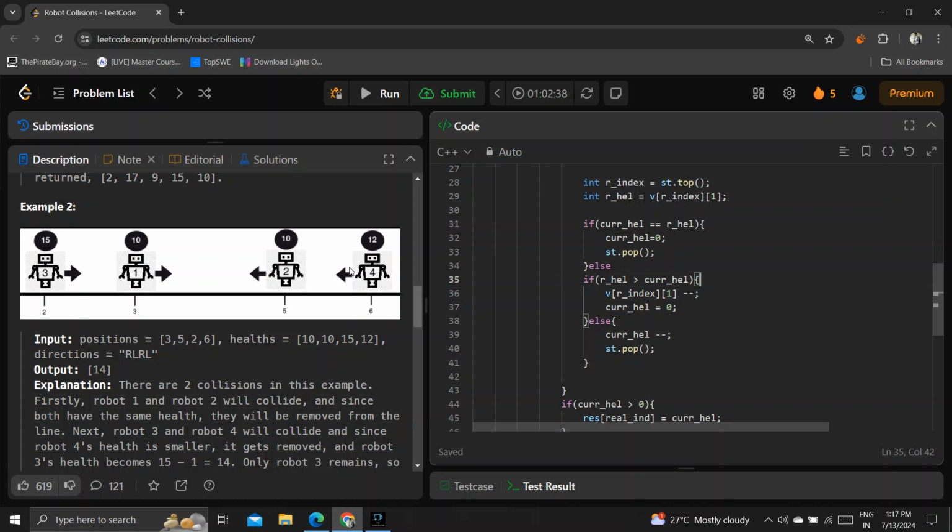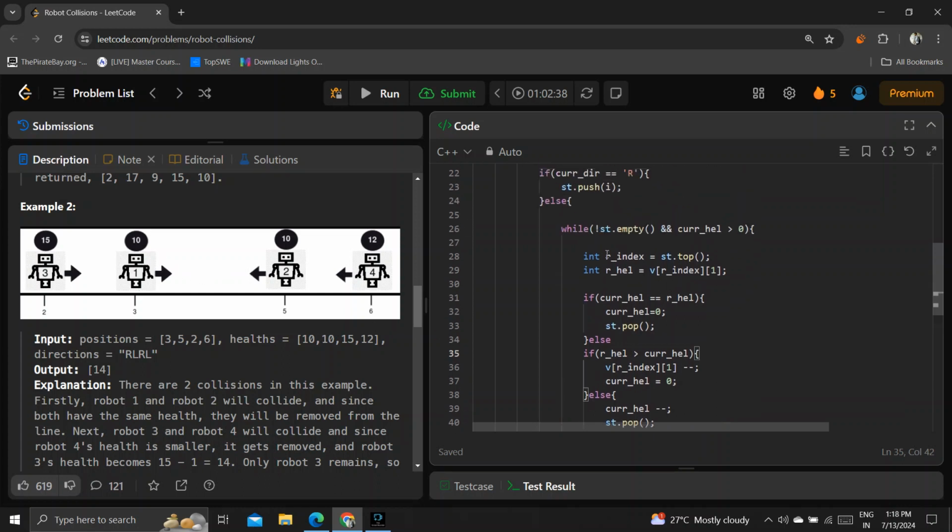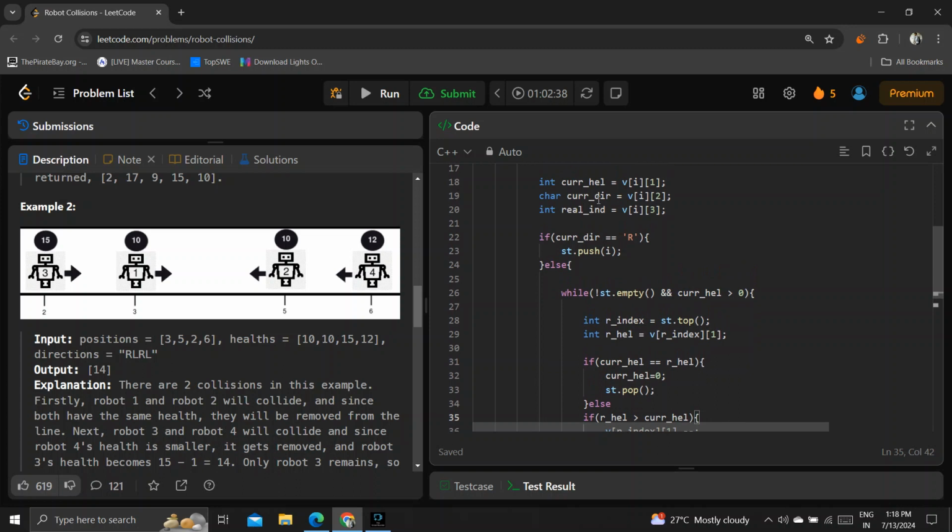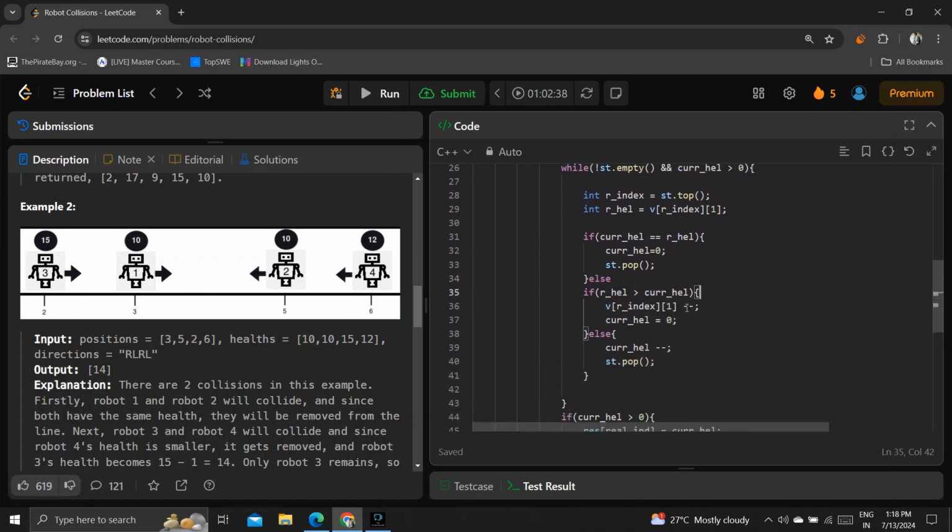Simply, we will mark this robot's health with 0, right? And this current row's health will be decremented by one. Okay, I have decremented it. And we won't go to the else part, right?